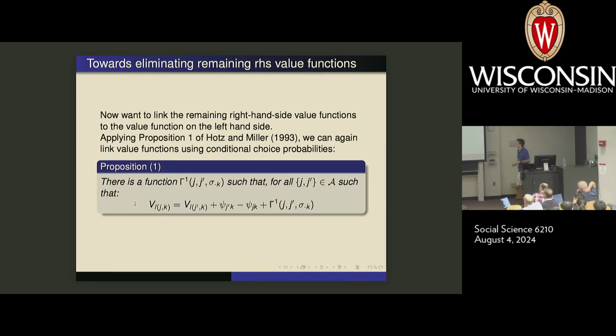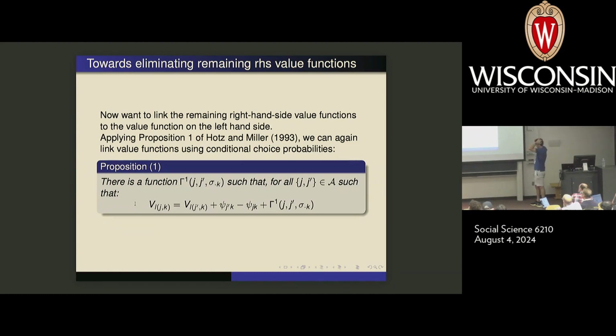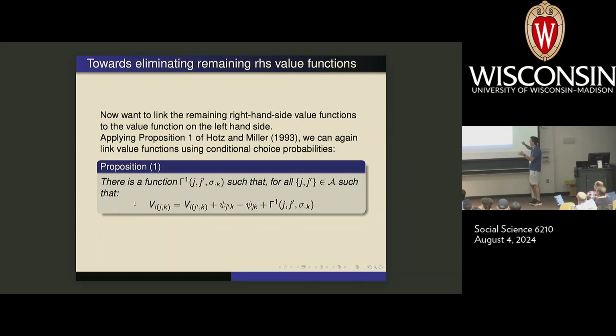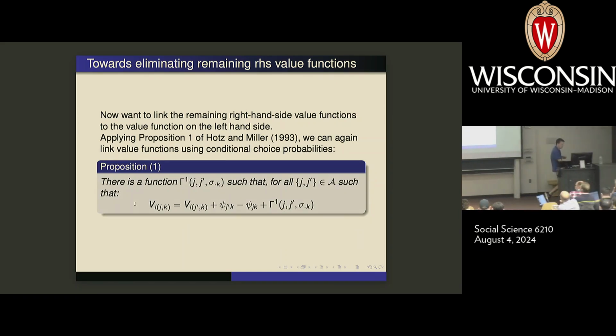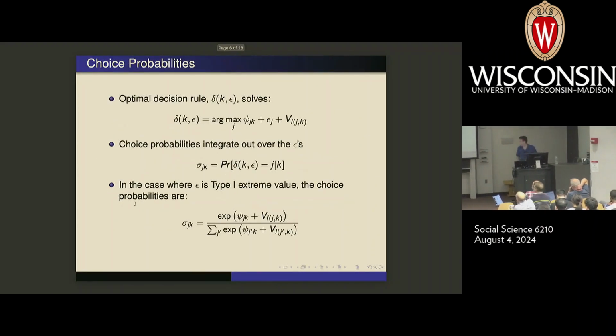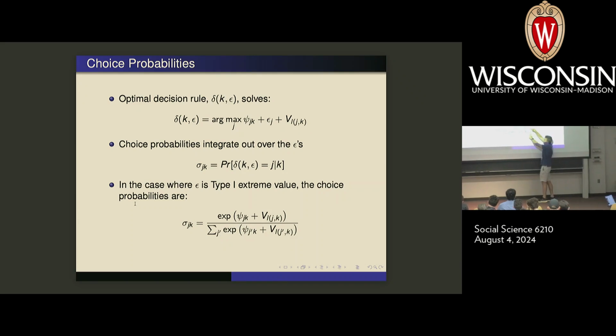All right. So how are we going to eliminate those right-hand side value functions? Well, now we're going to go back to Hotz-Miller, and we're going to think about ways of taking those value functions and linking them. Well, how would you think about linking the value functions? If you go back, it's the inversion. Value functions are linked through the conditional choice probabilities. This is the conditional choice probability. It'd be nice if I actually used the same notation, but it's a probability I make choice K in state K. And that depends on these instantaneous payoffs and the value functions associated with the states that will result from those choices.